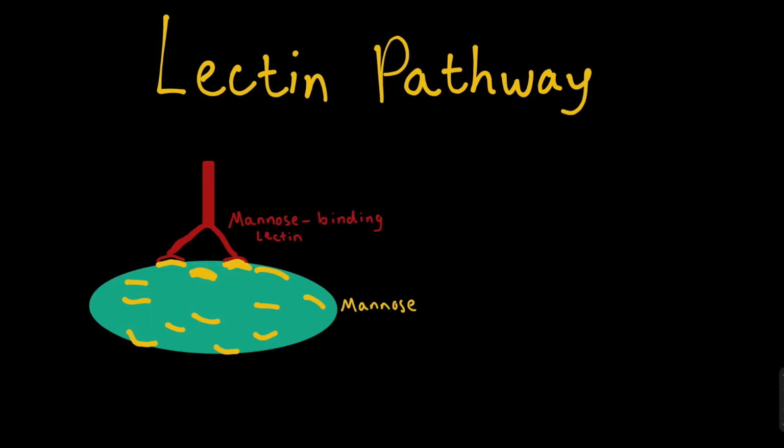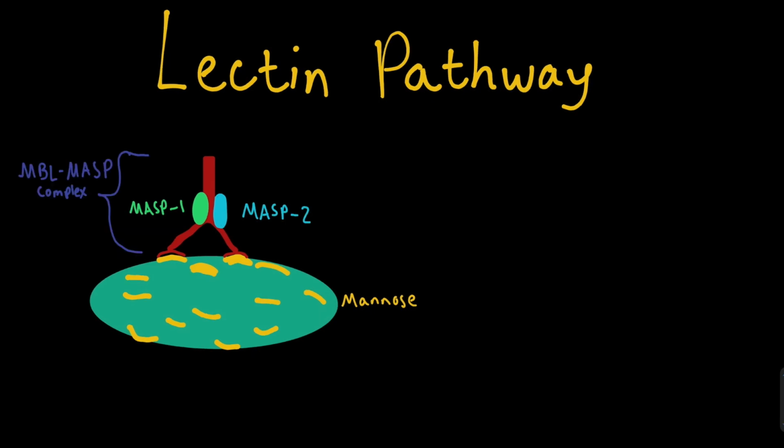The third route is known as the lectin pathway. This pathway is activated when the mannose-binding lectin, also known as MBL, binds to a carbohydrate, usually mannose, which is found in the microbial cell surface, in which mannose-binding lectin serine protease 1 and 2, or just MASP1 and MASP2, will bind to mannose-binding lectin, forming the C1-like complex. For simplicity, we will call this the MBL-MASP complex.